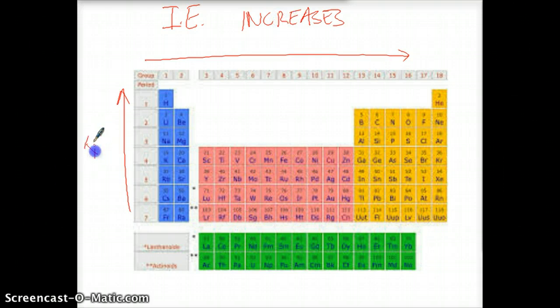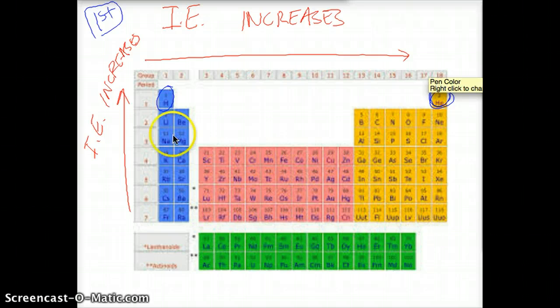In addition, it's the same going up a group. Ionization energy increases as you go up a group. Okay? Therefore, the element with the greatest ionization energy, and here we're talking about first ionization energy only, would be helium. It takes more energy to remove an electron from an atom of helium than from an atom of hydrogen. Or if we wanted to compare sodium and potassium, it takes more energy to remove the first electron from sodium than from potassium.